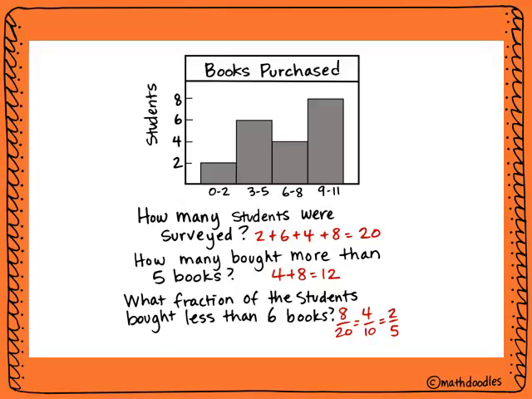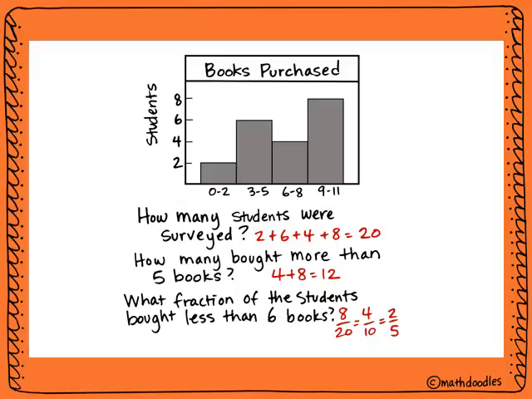So here it says how many students were surveyed. And so we would add up the total of each bar. So our first bar has 2 students, our second bar has 6 students, our third bar has 4 students, and our fourth bar has 8 students. So 2 plus 6 plus 4 plus 8 equals 20. So you know that there were a total of 20 students who were surveyed.